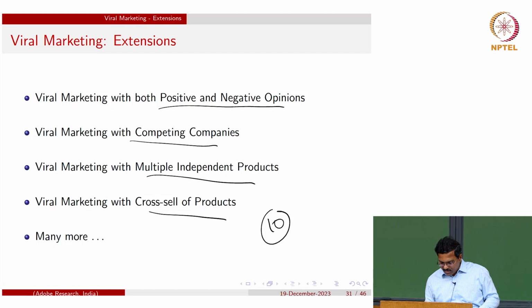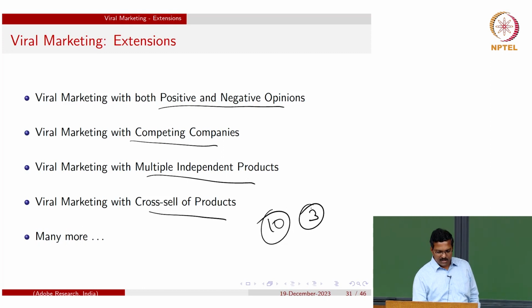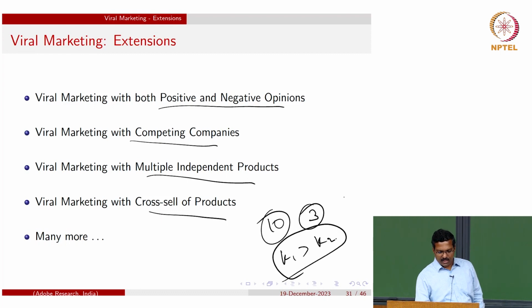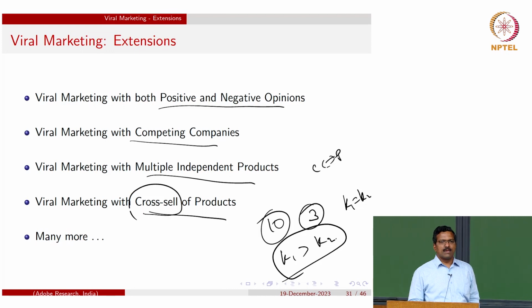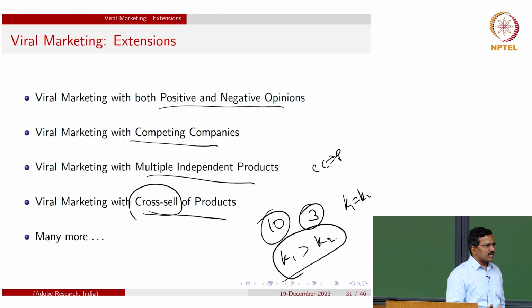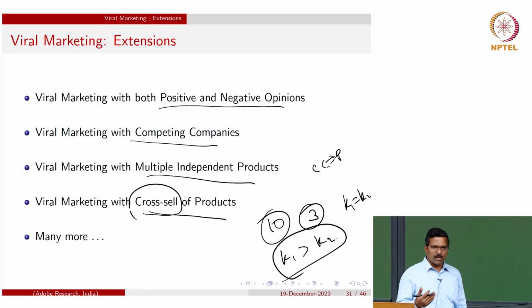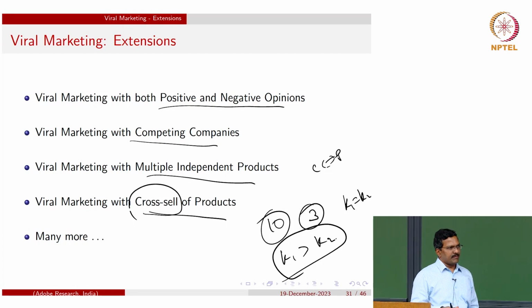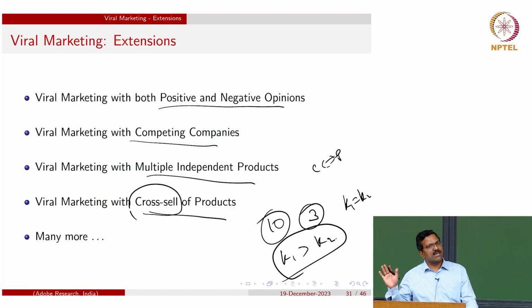I can select, let's say, some 10 influential people for promoting my computer, and for a printer only 3 are sufficient. I'm just giving some numbers actually. So K1 and K2, where K1 need not be K2 because there is a cross-sell dependency between computers and printers. If somebody buys a computer, there is some non-zero probability that that person can buy a printer, right? Without buying a computer, what is the use of having a printer in hand, right? It doesn't make any sense. So that is the cross-sell thing.